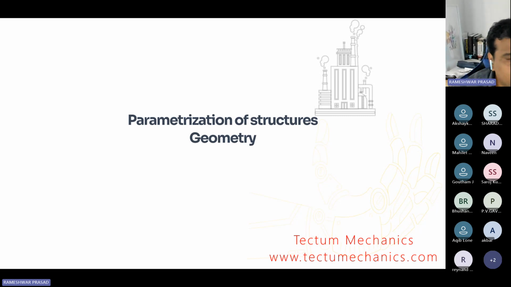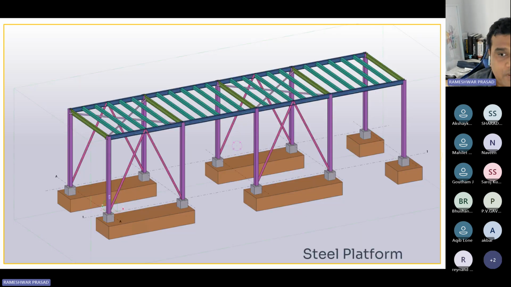Okay, so in which avenues can you find parameterization? First is modeling, geometry, and so on. The second is analysis, and the third is design. I'll first cover geometry and second analysis. So, parameterization of structures, geometry. Say, for example, you have a very simple steel platform. What are the parameters that the structure can have that can be made dynamic in nature? The width of the platform, the height, the length of the platform, and then the number of bends.